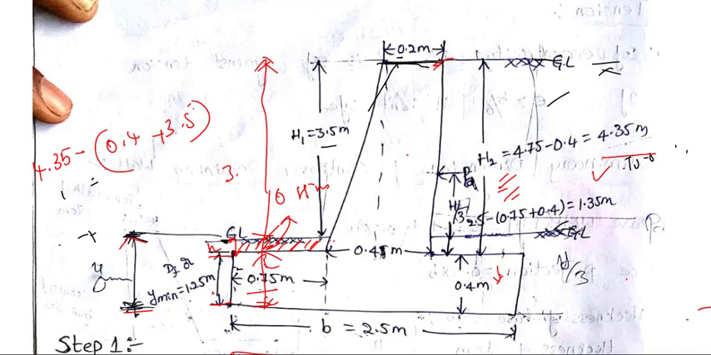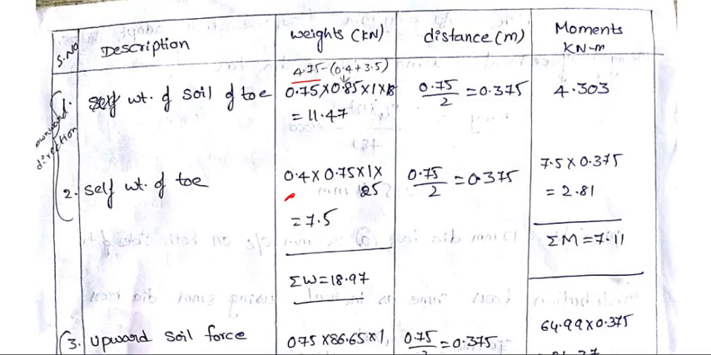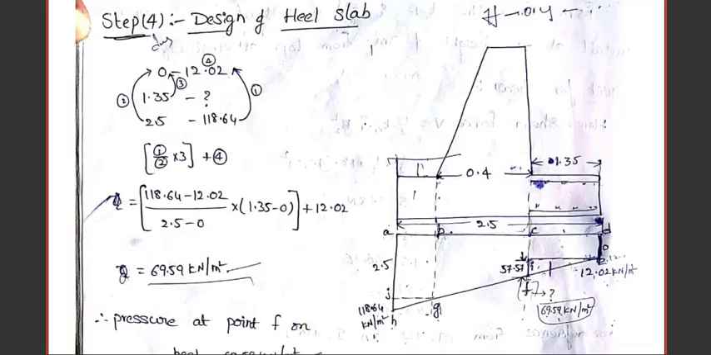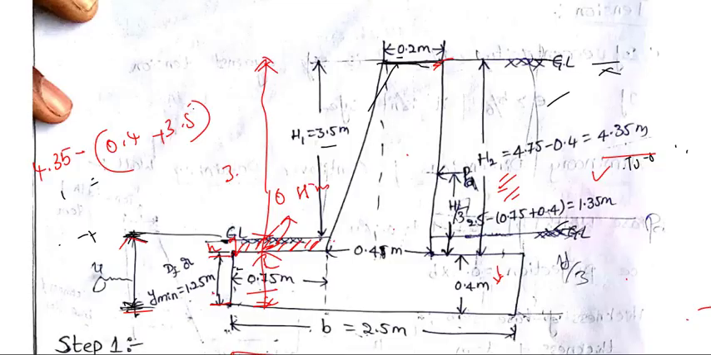Like that, this height will be 0.85. So that's it. And what is the material? That one is soil, so 11.47. So what is the distance? 0.75 divided by 2. You can see here what is the distance. 0.75 divided by 2.